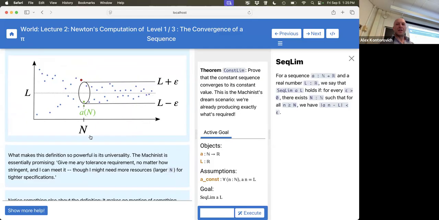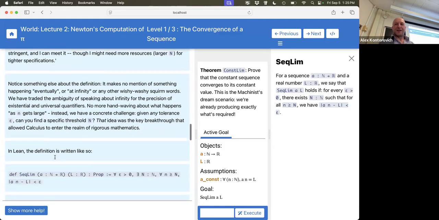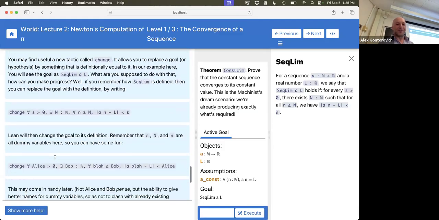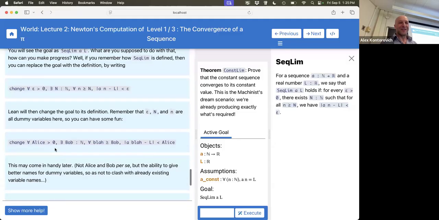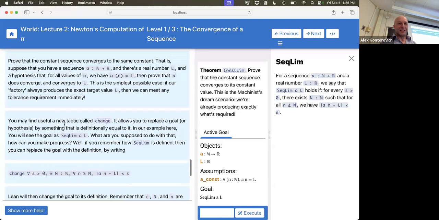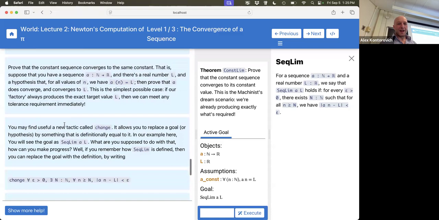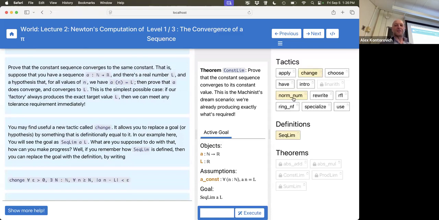Dang. I need to throw a quiz in, right? So I'll throw a quiz in a second. I have to teach you some new tactics. One tactic is called change. You see how the goal says seq lim. And you're like, what the heck is seq lim? What am I supposed to do when I see seq lim in the goal?